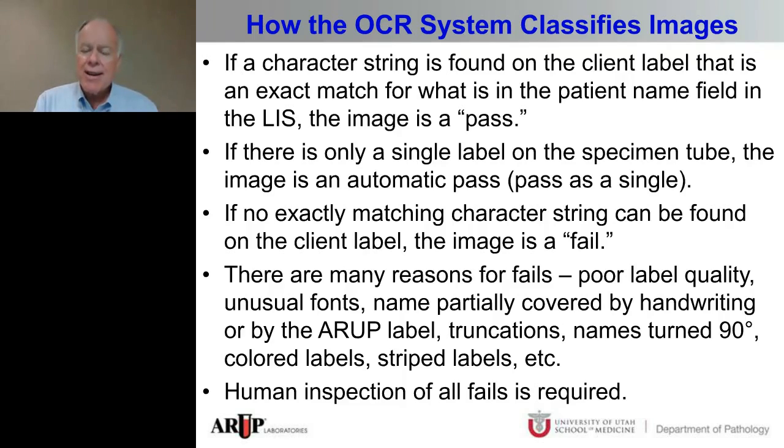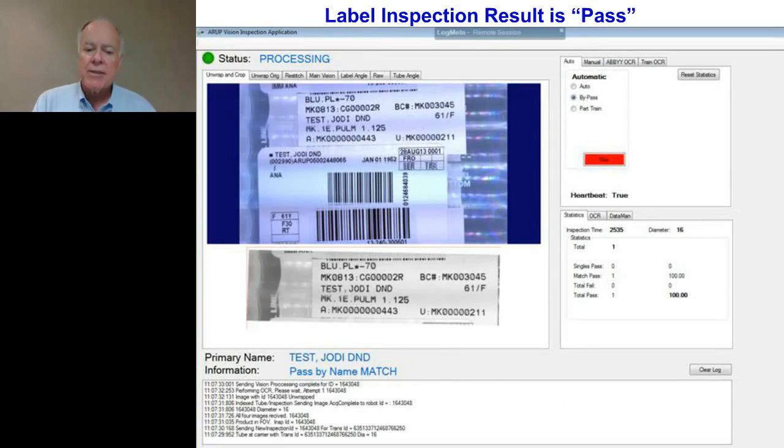Names that are turned at 90 degrees to the direction of the tube. Also, we get interference from colored labels and striped labels and things like that. So everything that is a fail is going to be inspected by an employee. And somewhere among all of those fails will be the mislabels. So the whole objective is to have the computer system pass as many specimens as it can possibly pass, and then we are minimizing how many we have to inspect by hand.